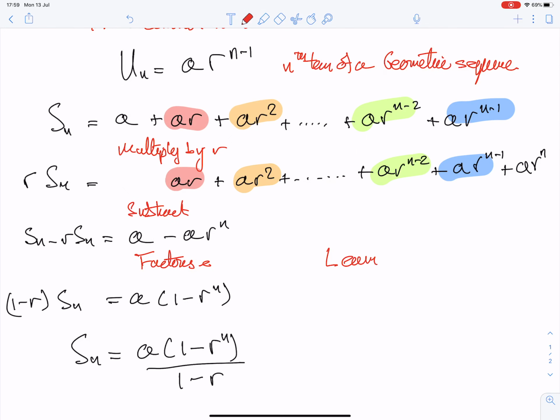Learn proof. It's a requirement in the specification. Okay, it's not optional. It's highly likely that one of these kinds of proofs is going to be assessed, so you need to learn them.